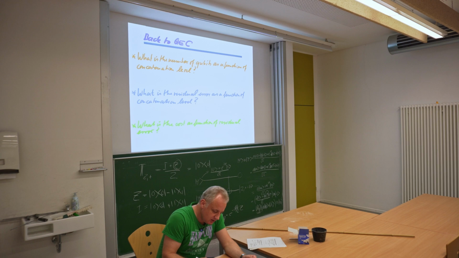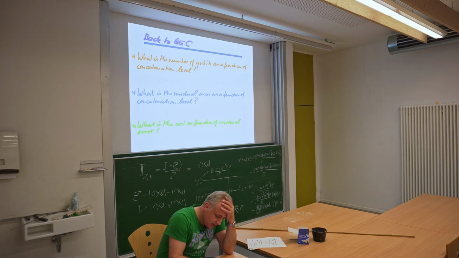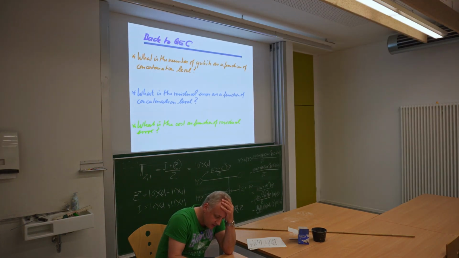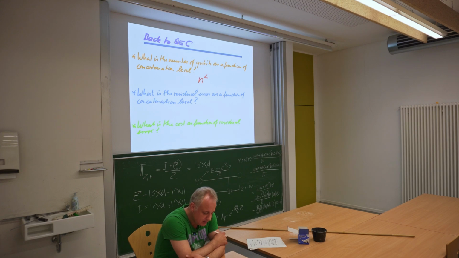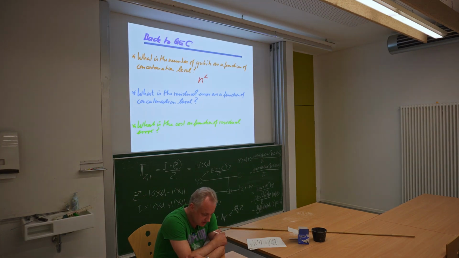So we're going to talk about the overhead now. The number of qubits as a function of the concatenation level is n to the L. n is the number of qubits in the code. L is the number of concatenation levels. It's exponential in L. Now the next question is, what is the residual error as a function of the concatenation level?